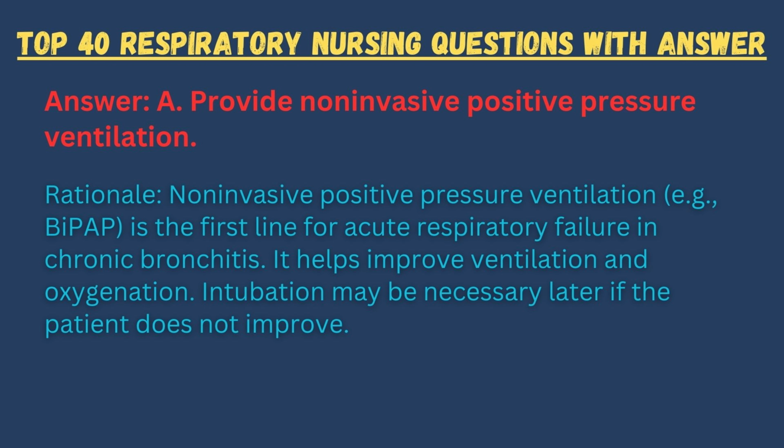Answer: A. Provide non-invasive positive pressure ventilation. Rationale: non-invasive positive pressure ventilation, for example BiPAP, is the first line for acute respiratory failure in chronic bronchitis. It helps improve ventilation and oxygenation. Intubation may be necessary later if the patient does not improve.